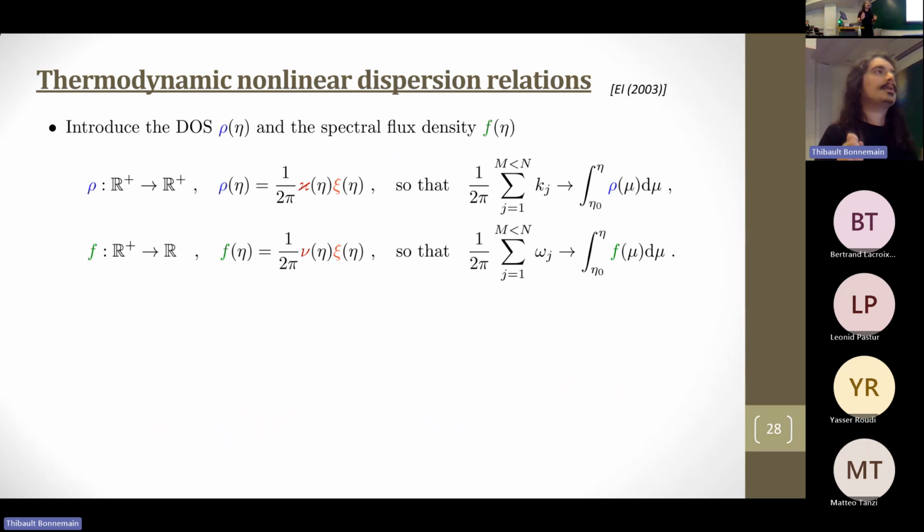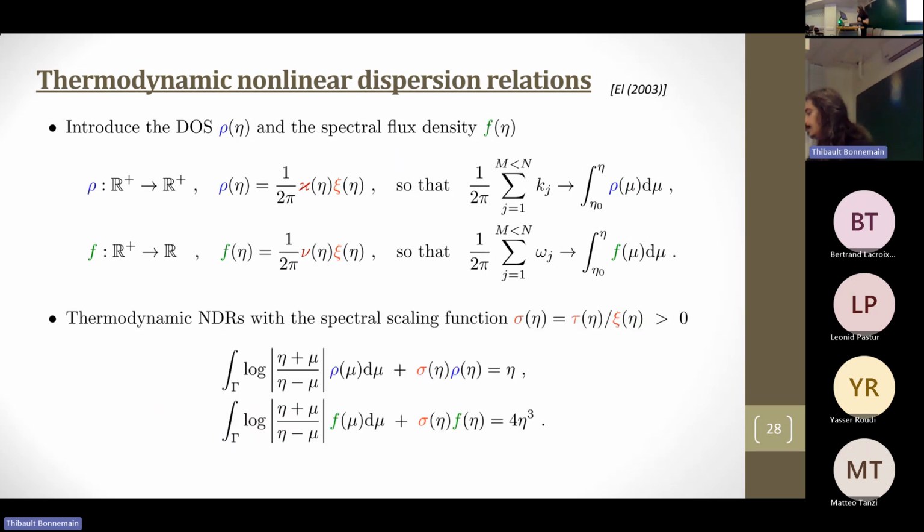As I introduced it earlier, I can also introduce the spectral flux density in a similar way, except that it plays this role but for omega instead of k. In doing so, I obtain this thermodynamic nonlinear dispersion relation where I've introduced one last function, sigma, the spectral scaling function, which encodes all the important properties of the large spectrum in the thermodynamic limit. So that's what I end up with.